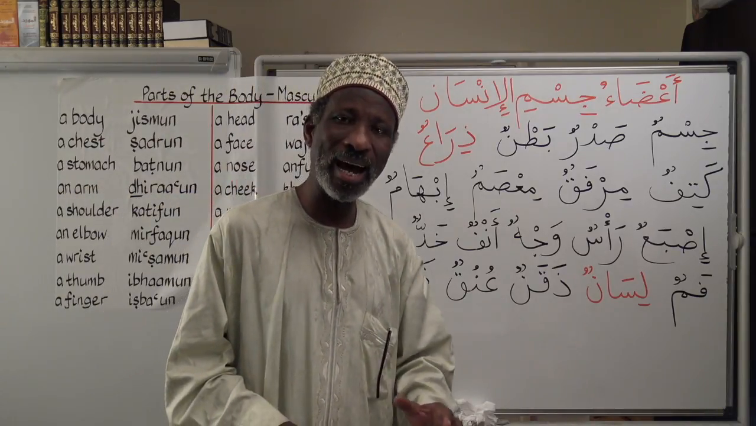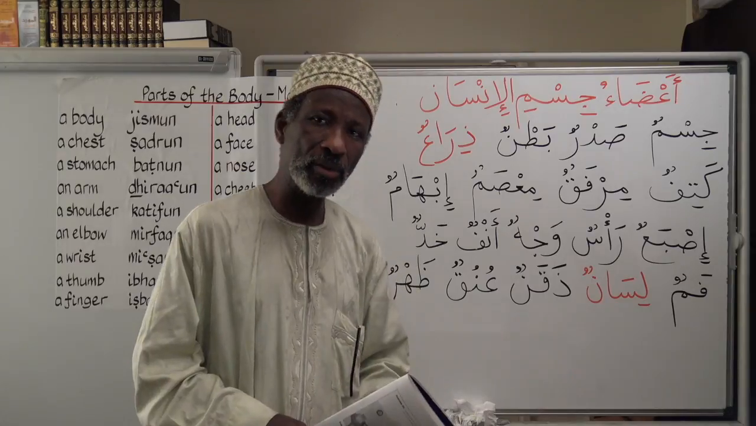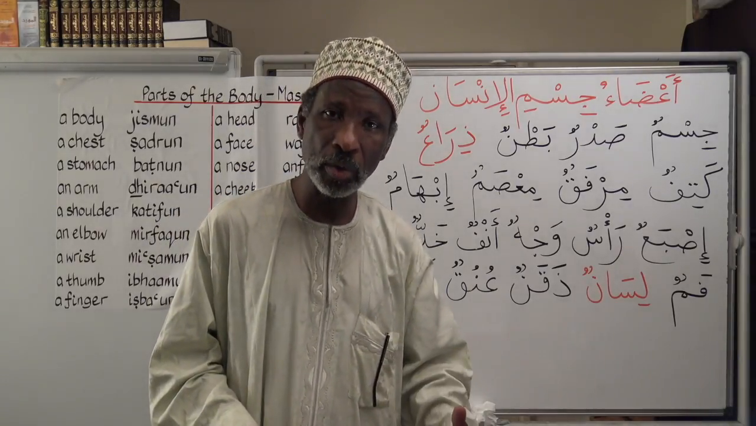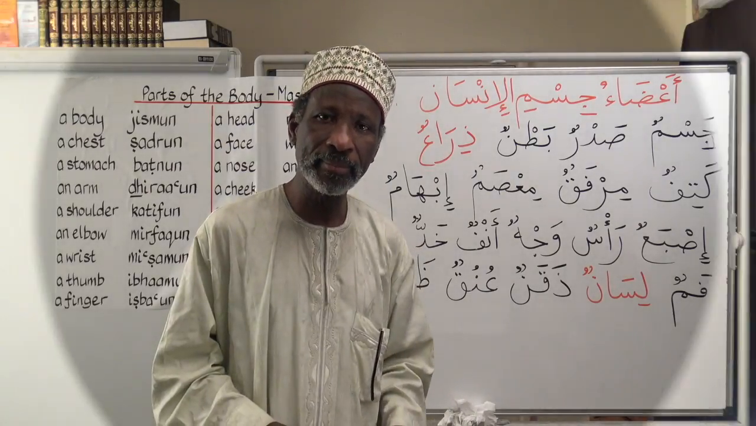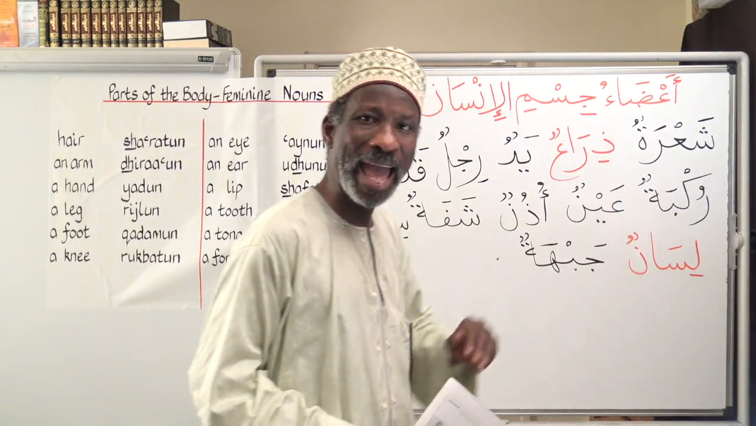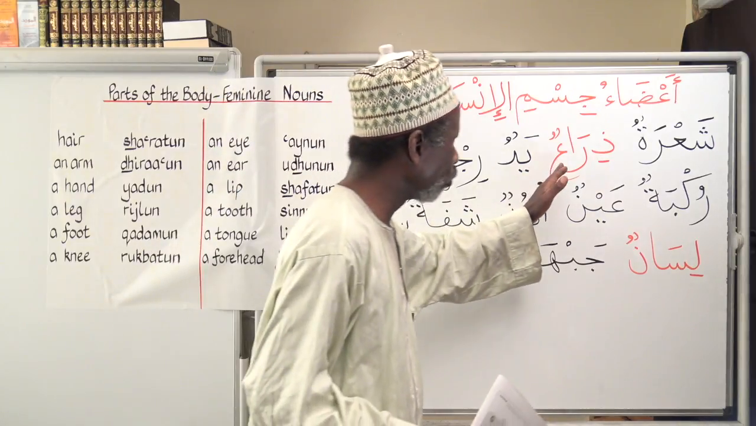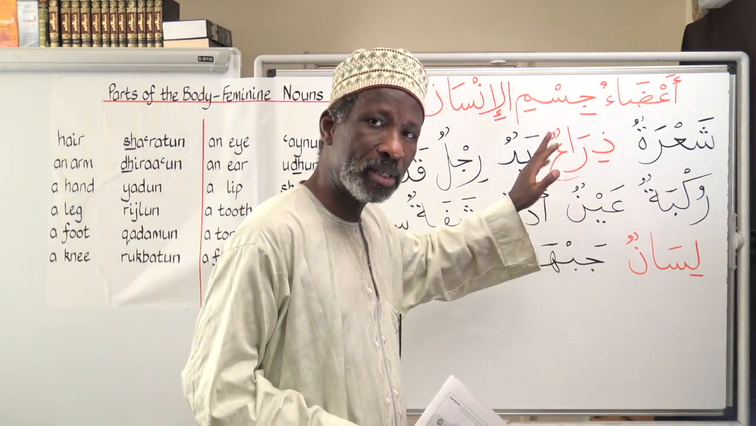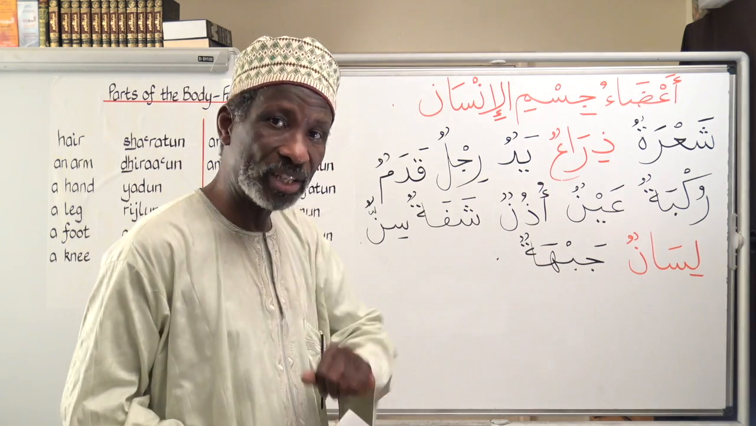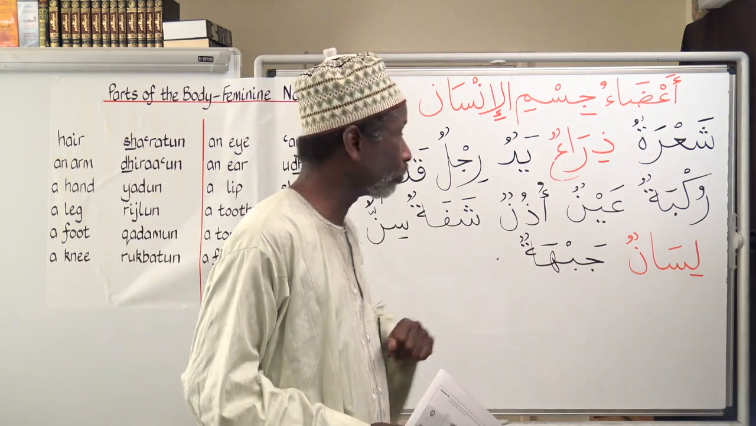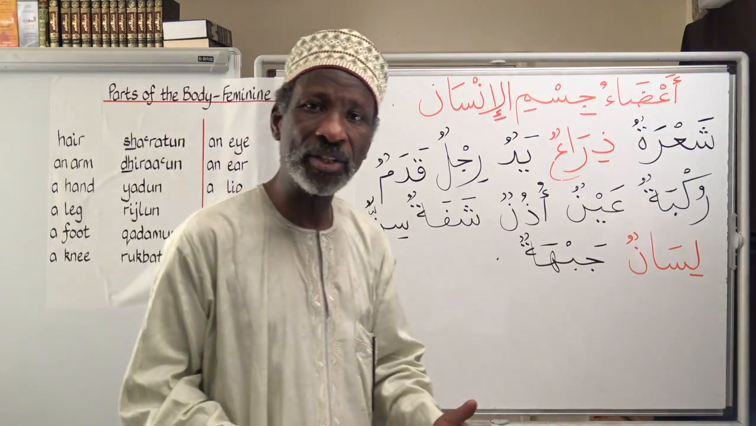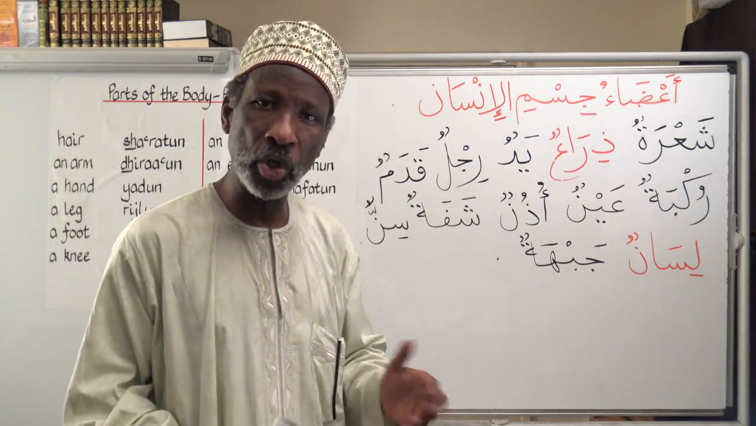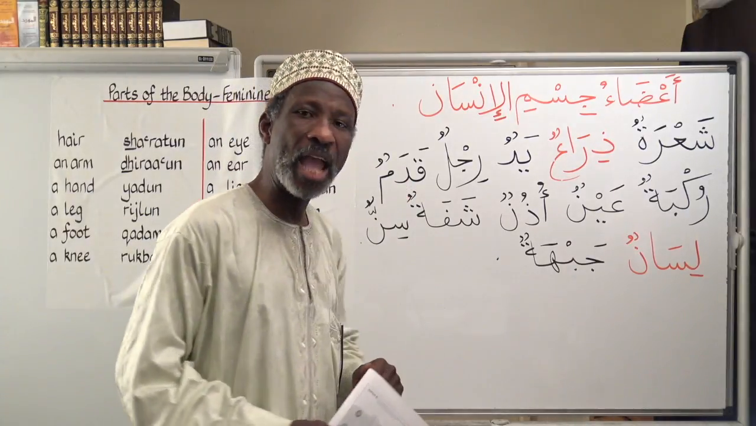Now we're going to look at the other parts of the body that are classified as feminine words in Arabic. Sha'ratun, a hair. Dhira'un, an arm, and that also can be masculine, as you remember from the masculine list. Yadun, a hand, is feminine. Rijlun, a leg. Qadamun, a foot.